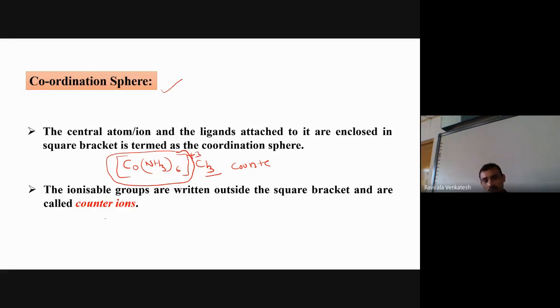The ionizable groups written outside of the sphere are called counter ions. These are ionizable. For example, if I dissolve this in water, what happens? It will dissociate like this, plus 3 moles of Cl. This is called the counter ion, and whatever is inside the square bracket is called the coordination sphere. Next, these are the important terms we are using in coordination compounds.